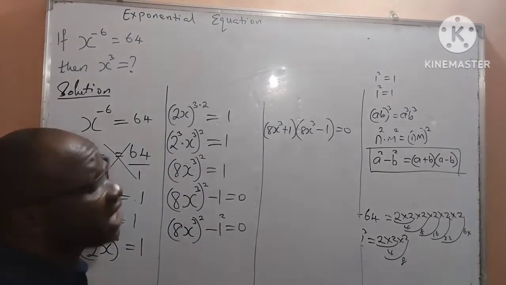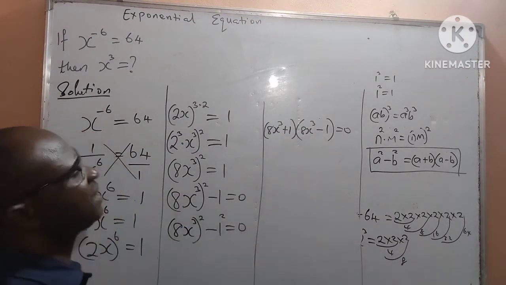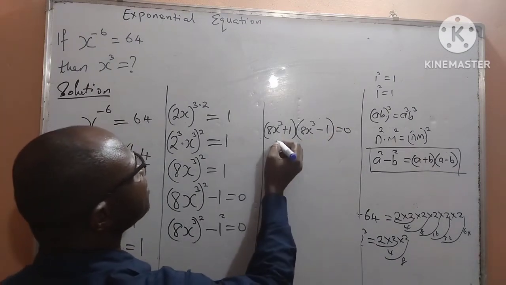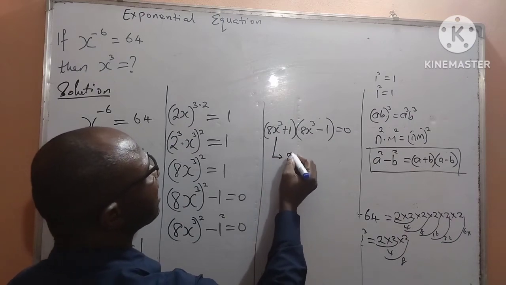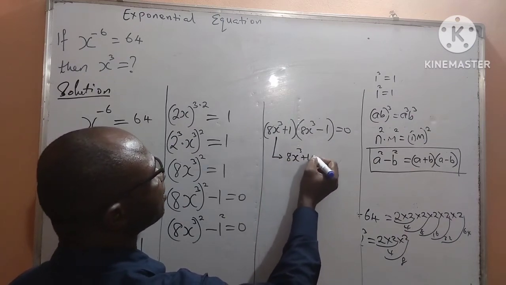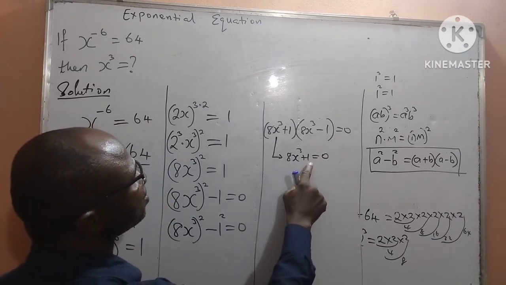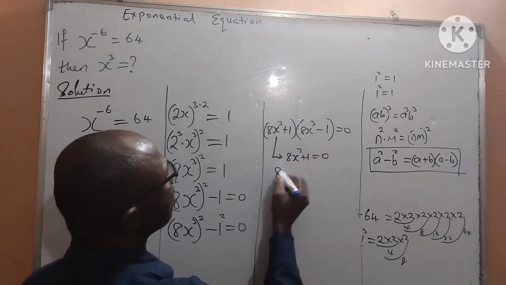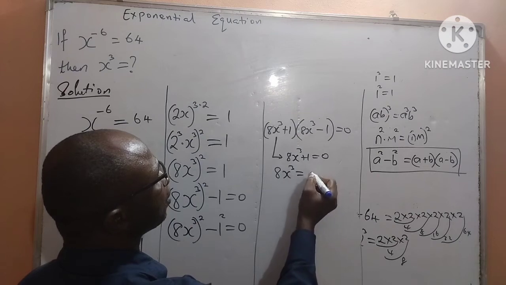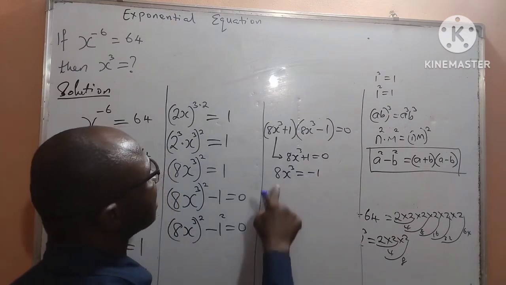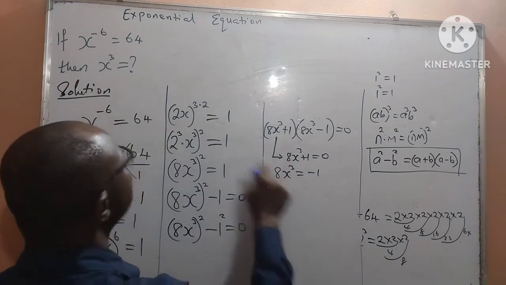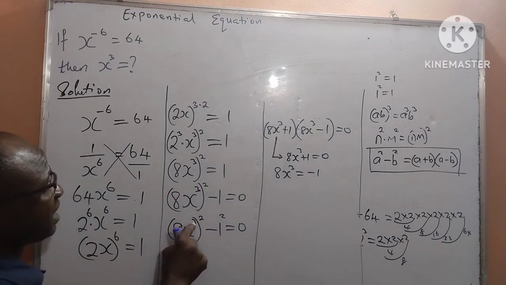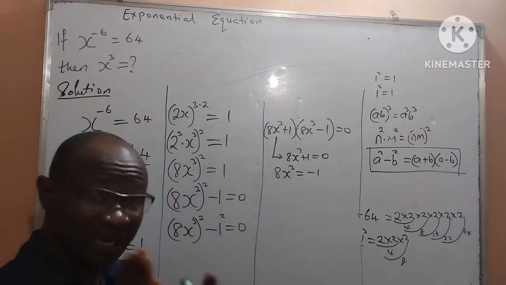Since this and this are the same, they are exactly equal as we have written it here by the side. Therefore, what does this mean? It means that the first bracket is equal to 0 and the second bracket is equal to 0. So let us take the first bracket. Therefore, 8x raised to the power 3 plus 1 is equal to 0. And from this, I can now move this 1 to the right again, and I will have 8x to the power 3 equal to negative 1. I want to divide both sides by 8. Remember, my target is to get x raised to the power 3.